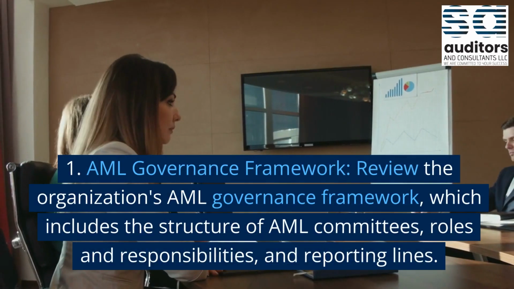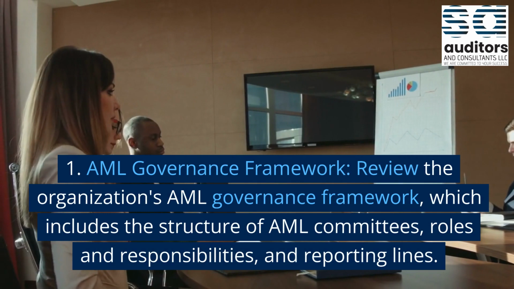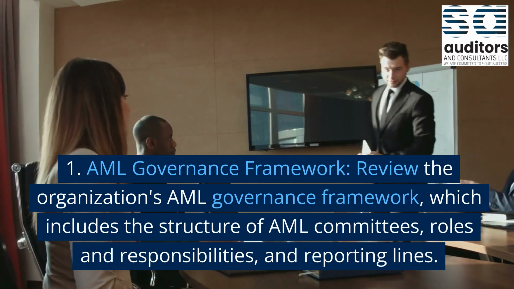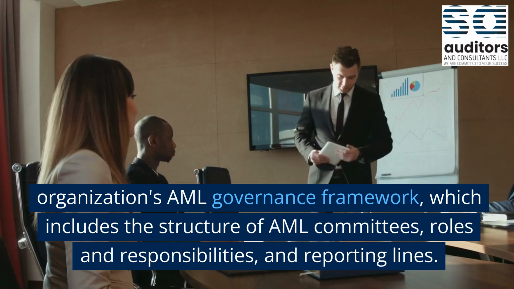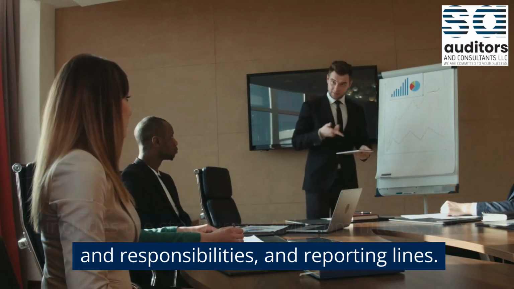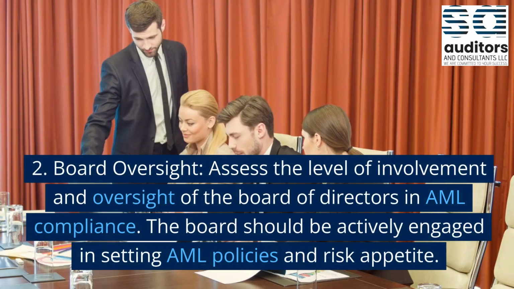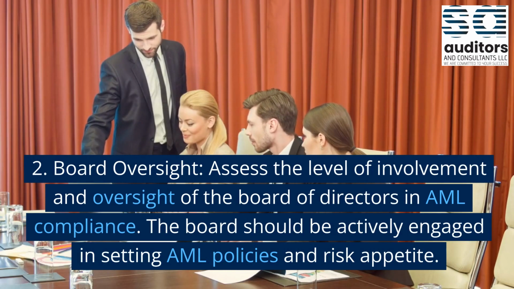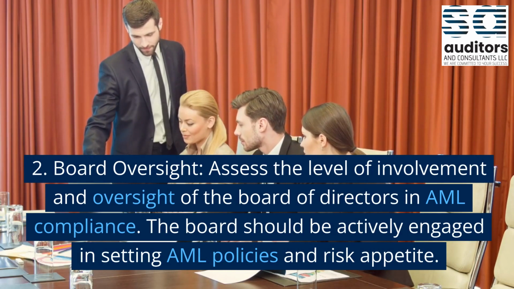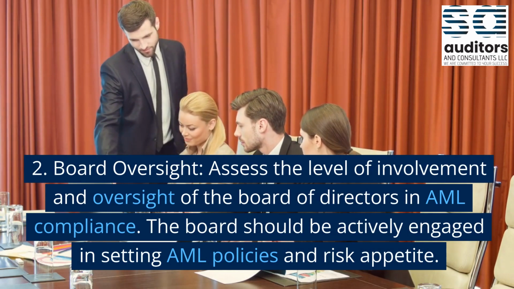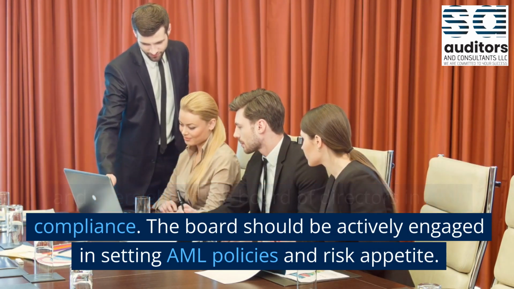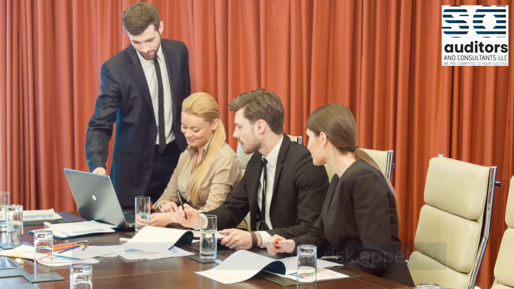1. AML Governance Framework. Review the organization's AML governance framework, which includes the structure of AML committees, roles and responsibilities, and reporting lines. 2. Board Oversight. Assess the level of involvement and oversight of the Board of Directors in AML compliance. The board should be actively engaged in setting AML policies and risk appetite.